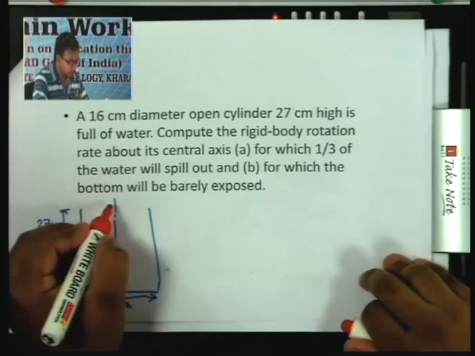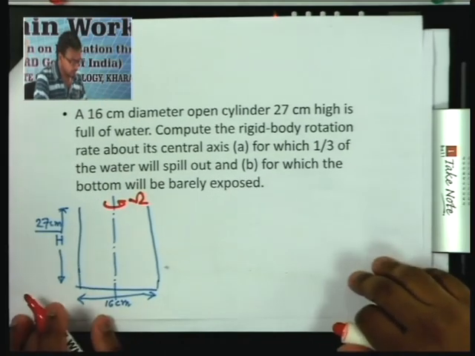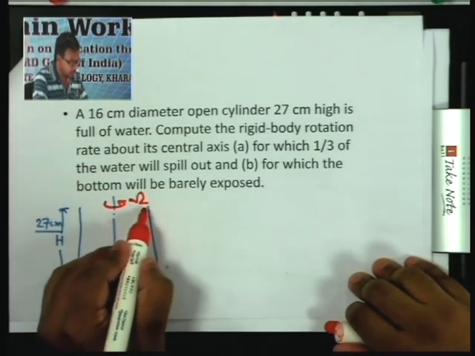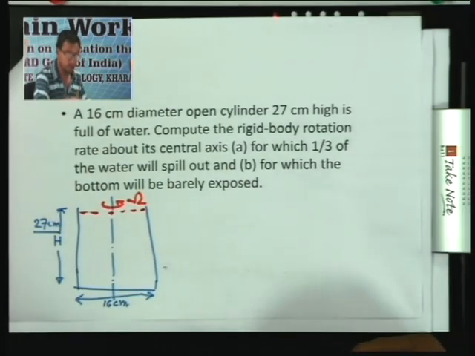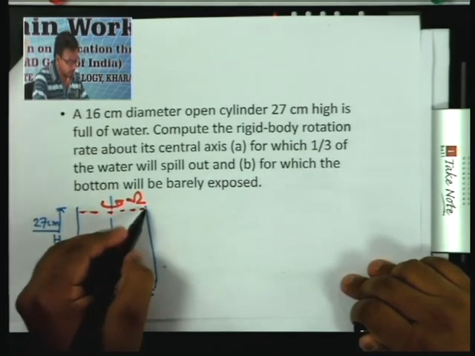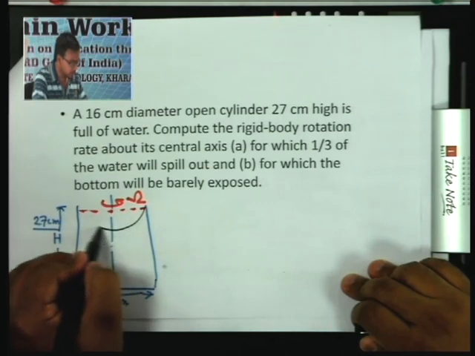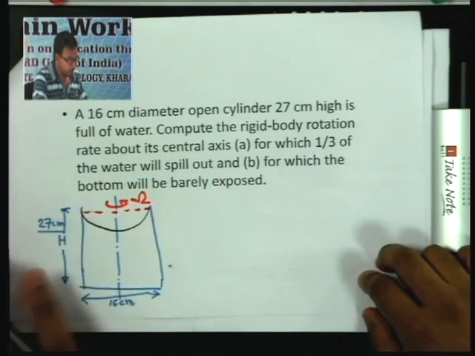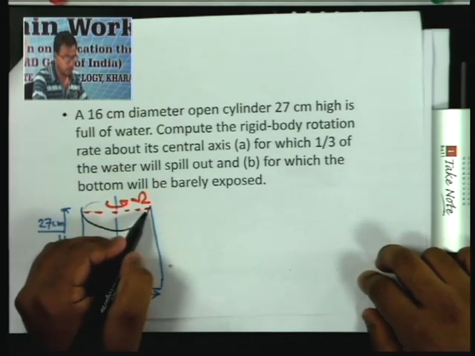Now the cylinder is rotating around the central axis at a speed, say omega. As mentioned in the problem, initially the cylinder is filled with water up to this level, and as the cylinder starts rotating, the water level at the middle of the cylinder falls, and here it remains the same. So the shape of the free surface of the water will be something like this, as already explained by sir. From here we can naturally work out that some of the water will have to spill out of the cylinder, otherwise the free surface cannot have this shape.